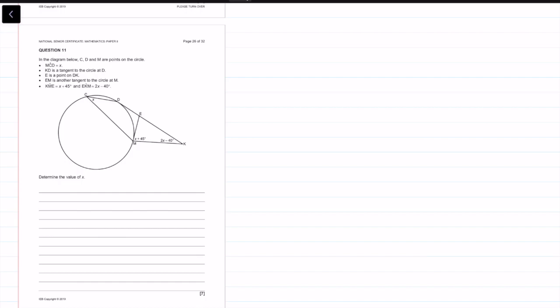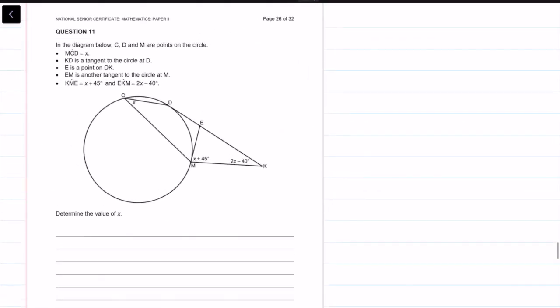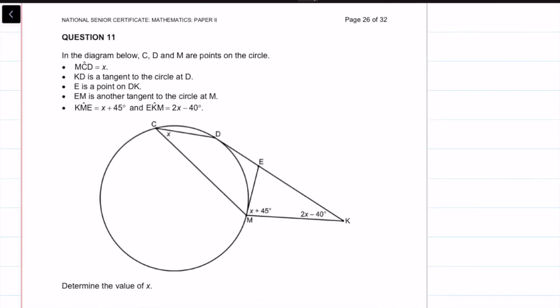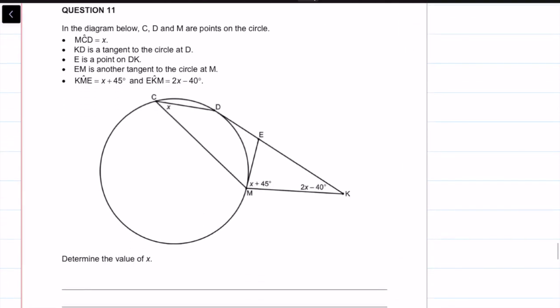We are going over question 11 from the 2019 IEB Maths Paper 2. Nice and interesting question that hopefully you guys will find easy at the end of this tutorial.